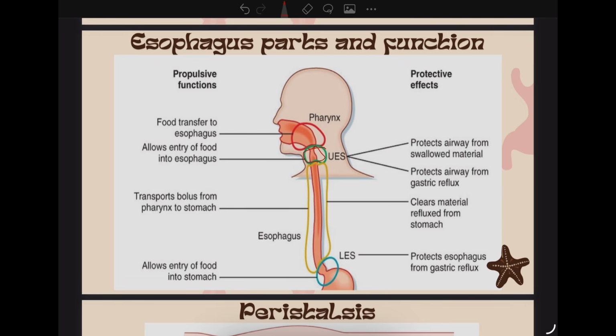Okay, it protects the airway from swallowed material because you don't want the swallowed material to go back up. And it protects the airway from gastric reflux. So if someone has GERD and the acid is going up, this sphincter will act as a protective effect.